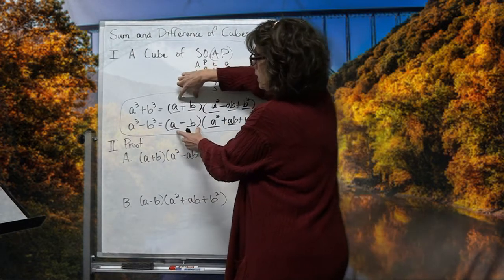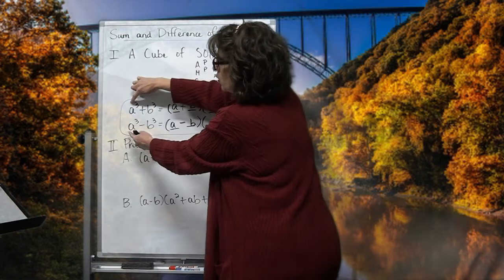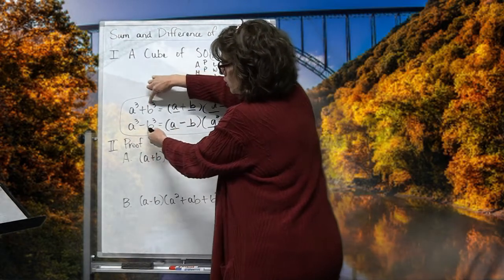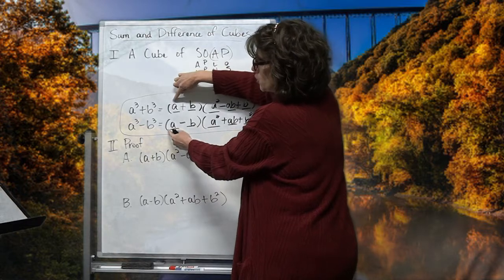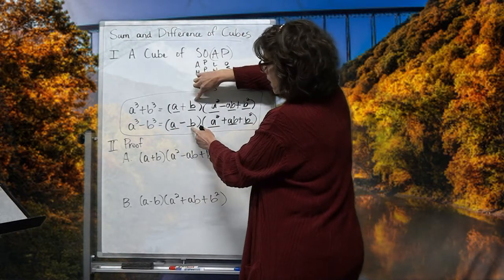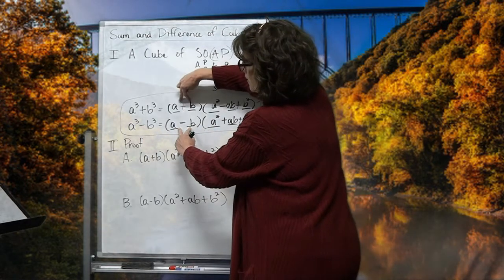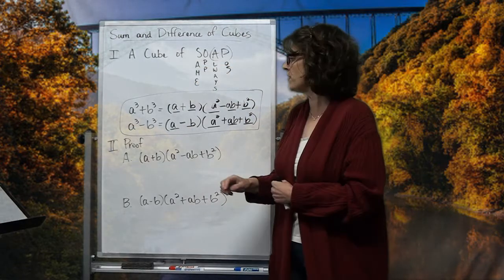Now, binomial, trinomial. Cube root here goes there. Cube root here goes there. Square this for the front. Square this for the back. Multiply the 2 together to get in the middle. Now, you may be thinking, now hold on a second.